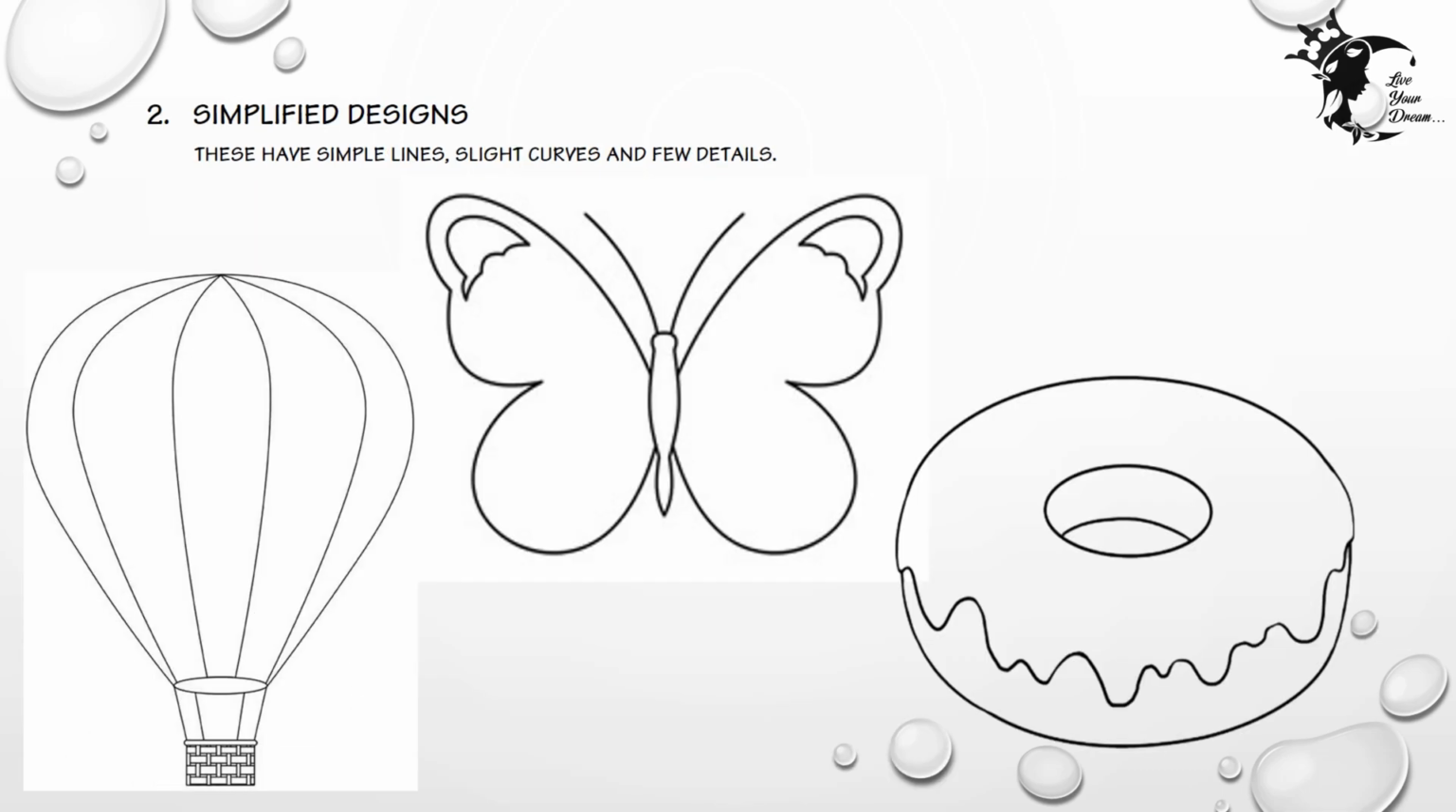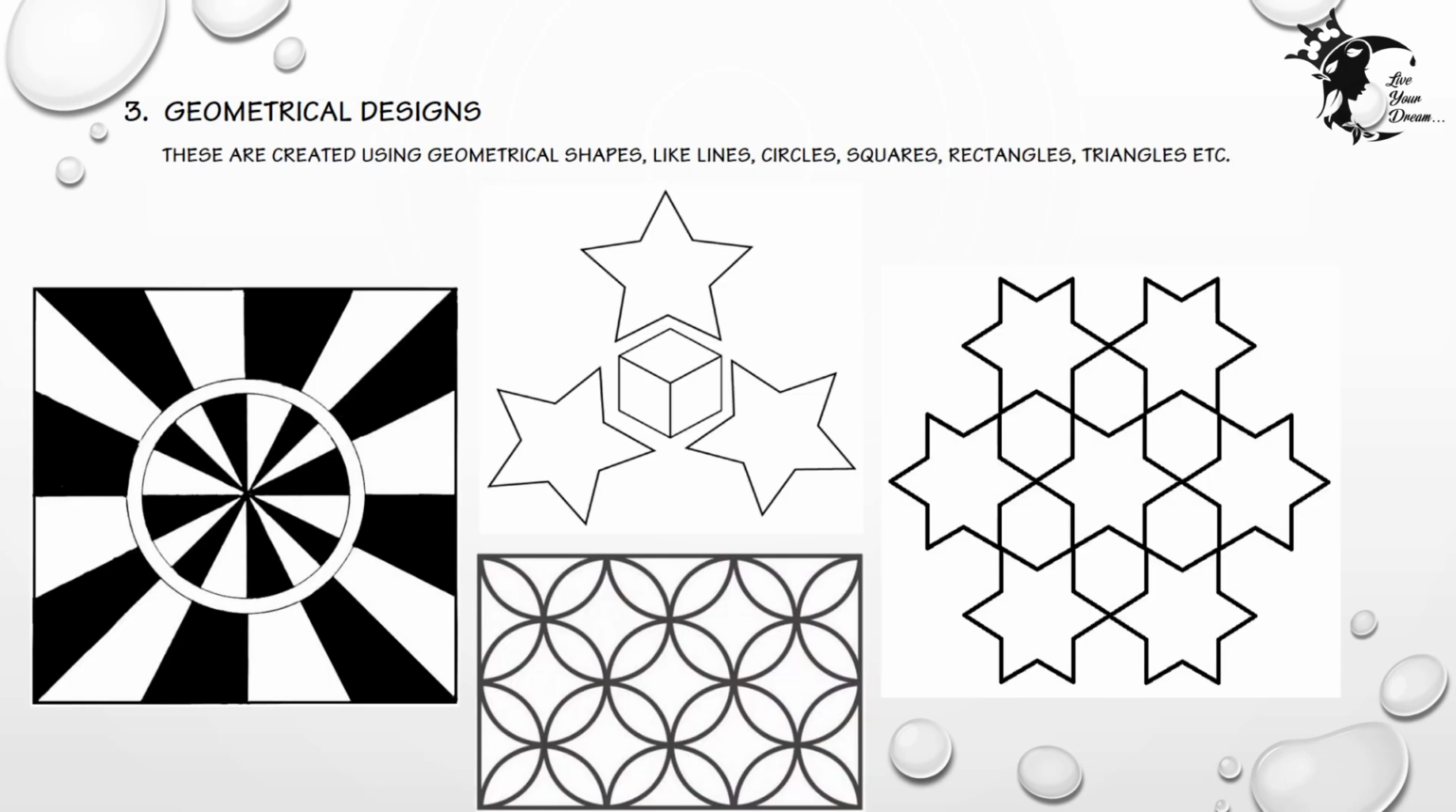Simplified designs comprise simple lines, slight curves, and few details. Geometrical designs are created using various geometrical shapes such as lines, circles, ovals, squares, rectangles, triangles, and polygons, etc.